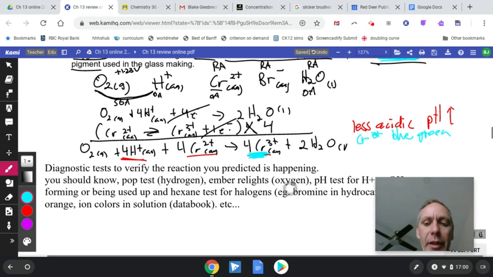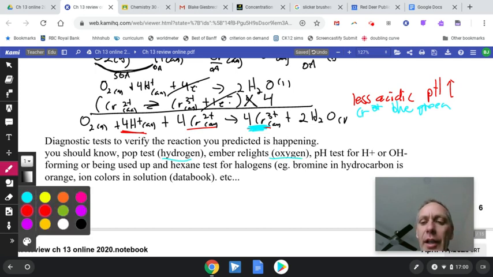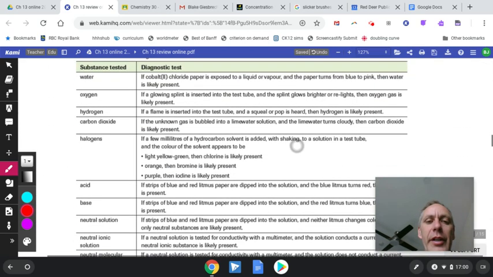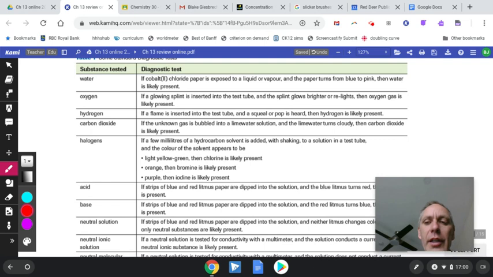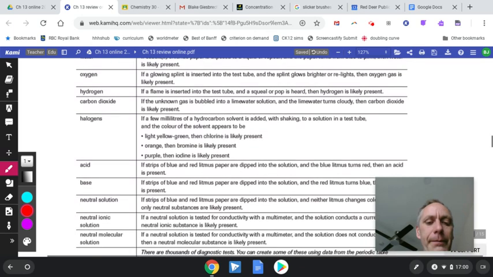Okay. There's some other ones that I listed here in the notes. Pop test, splint relights. So pop test for hydrogen, splint relights for oxygen, pH with H+, OH-. Those are the most common ones. I'm just going to leave it at that. I've got this big table here that's in your textbook as well. It has all the diagnostic tests, or the common ones, in the back of your textbook as well.